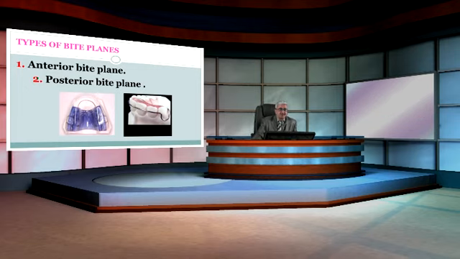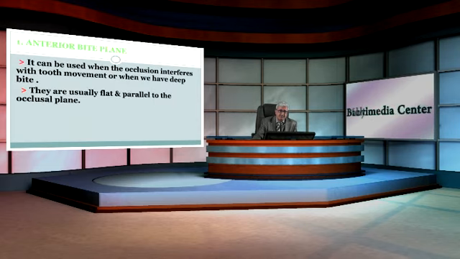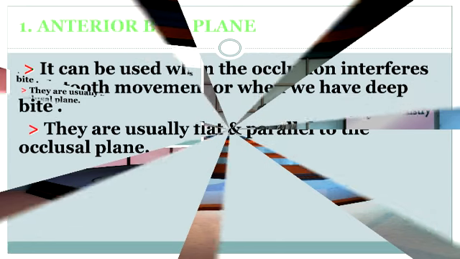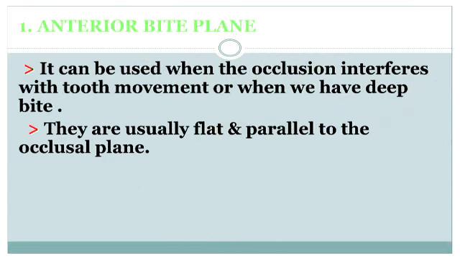Types of bite planes: anterior bite plane, and then posterior bite plane. Anterior here and posterior here are shown in two figures on the study cast. Anterior bite plane can be used when the occlusion interferes with the tooth movement, or when we have a deep bite. They are usually flat and parallel to the occlusal plane.